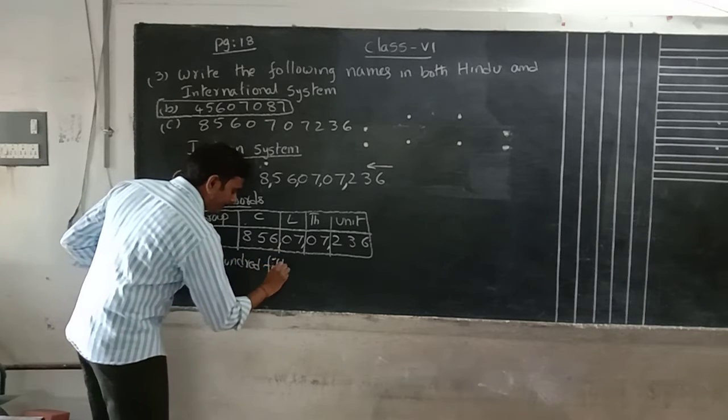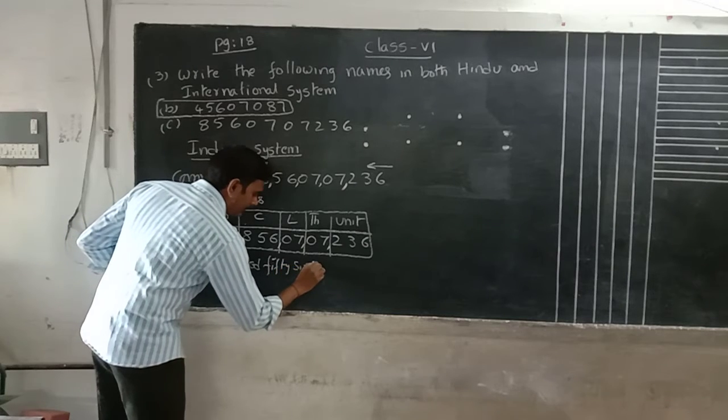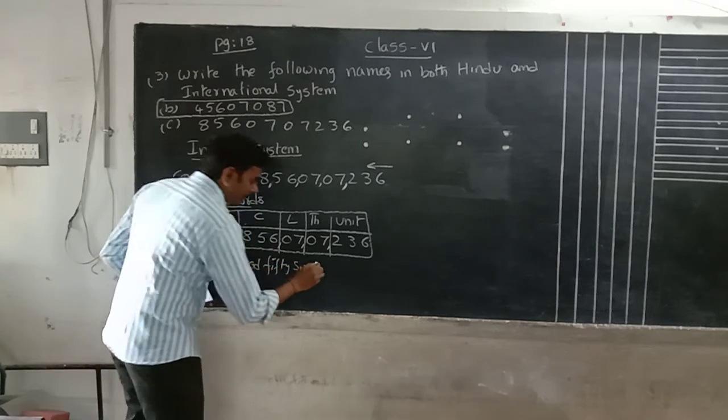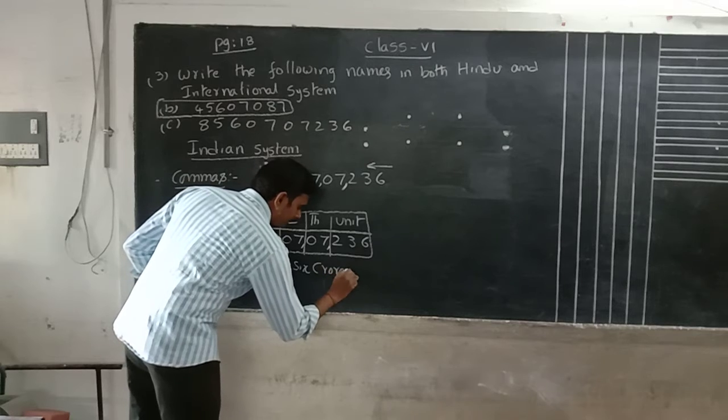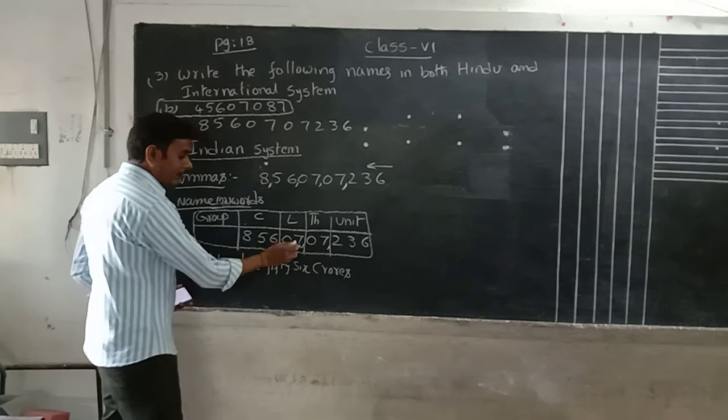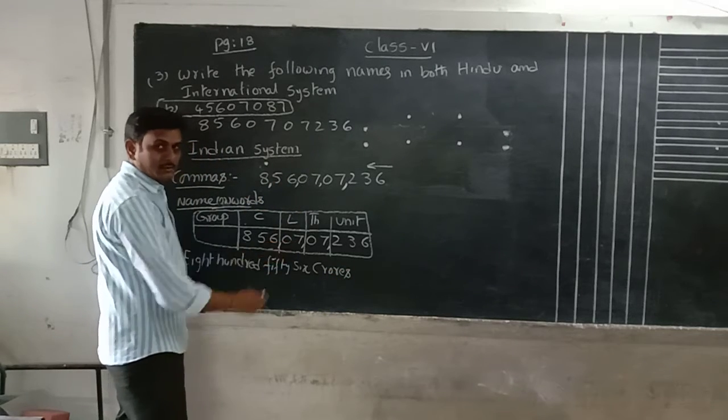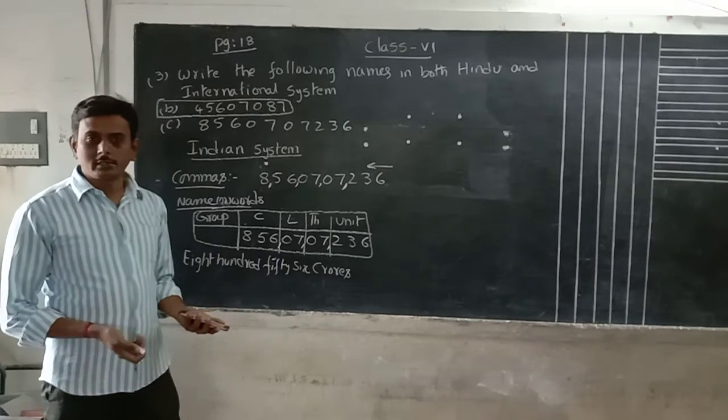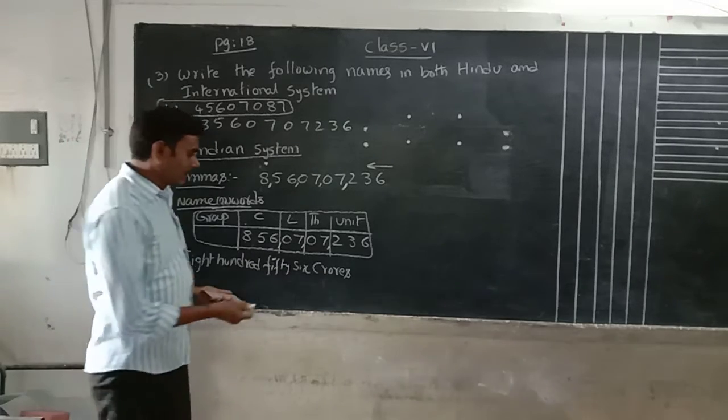856. 56, what is the place value? Crores. 56 crores. In the lakh group, what is the number? 07. The 0 we do not need to write; 07 we can write as 7 only. 7 lakh.